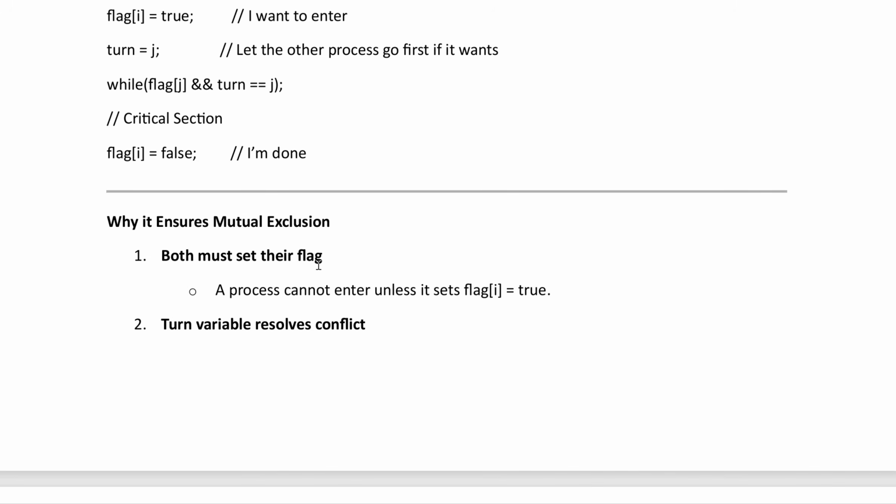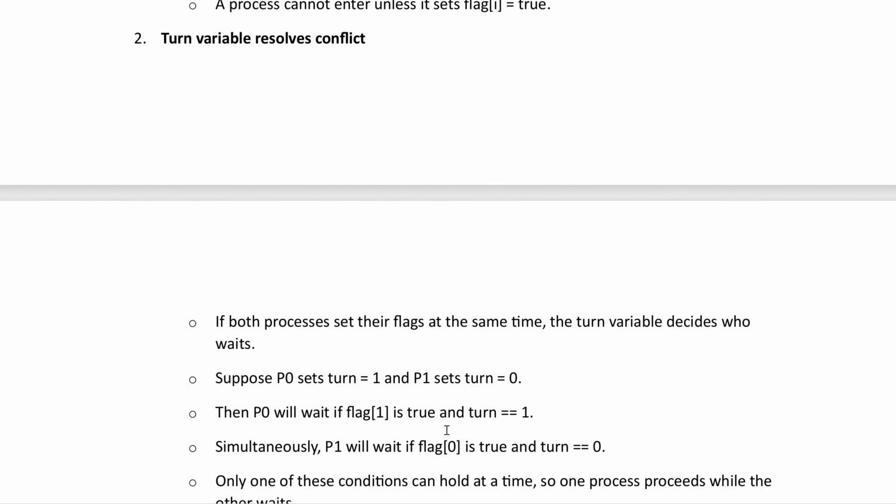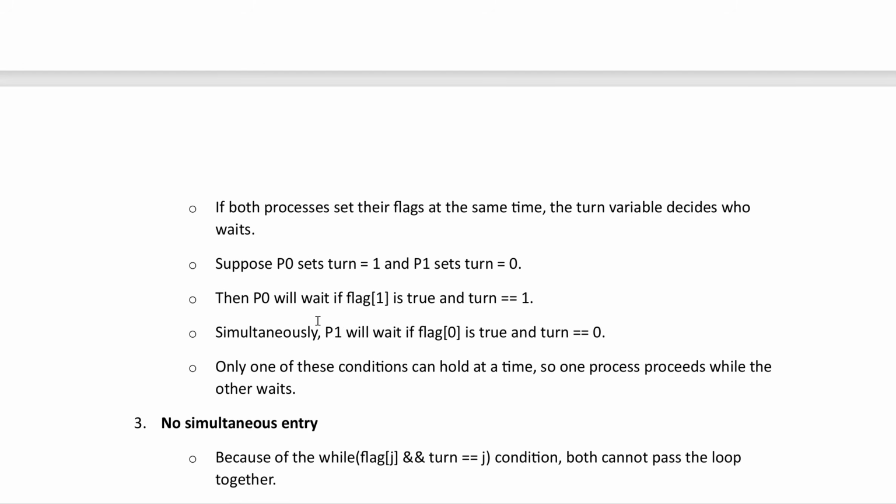So why does the Peterson algorithm ensure mutual exclusion? Both must set their flag. A process cannot enter unless it sets flag I equal to true. The turn variable resolves conflict. If both processes set their flags at the same time, the turn variable decides who waits. Suppose P0 sets turn equal to 1 and P1 sets turn equal to 0. Then P0 will wait if flag 1 is true and turn equal to 1. Simultaneously, P1 will wait if flag 0 is true and turn equal to 0.